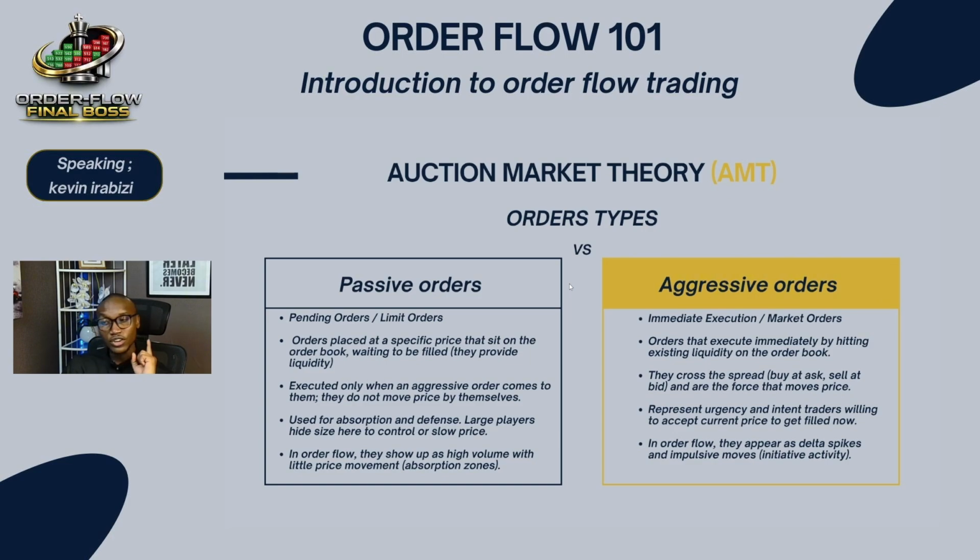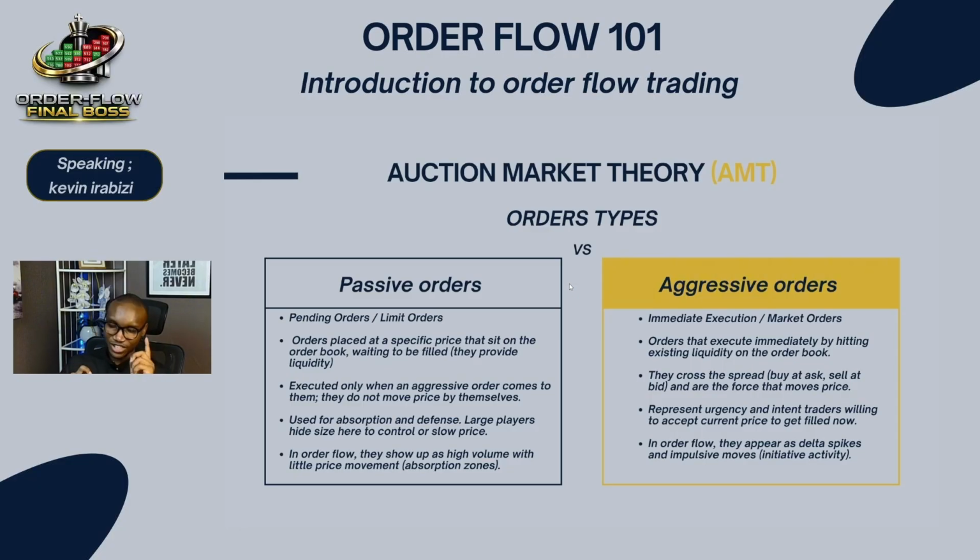And we said aggressive orders are orders that execute immediately by hitting existing liquidity. We said liquidity is the passive or limit orders. The aggressive orders hit the liquidity, meaning they hit the passive orders. So they cross the spread, they buy at the ask, we're going to learn that, and sell at the bid, we're going to learn that, and they force price movement.